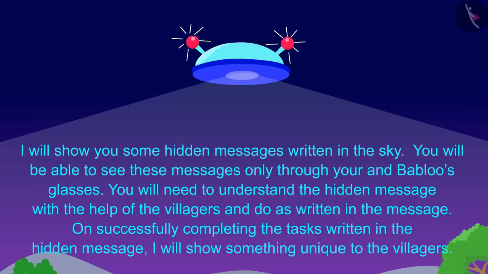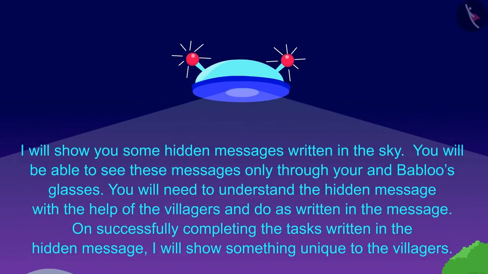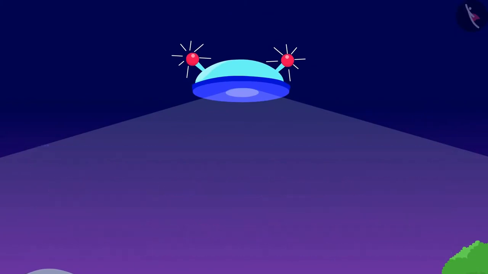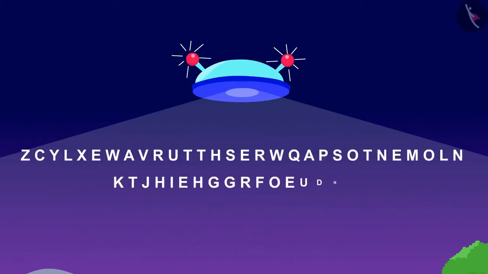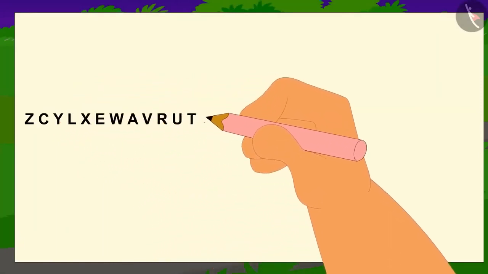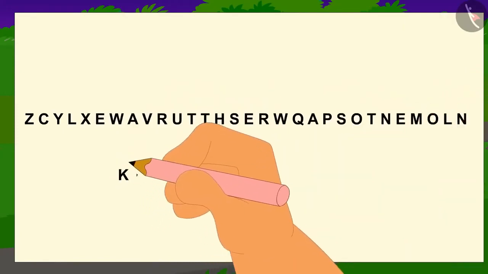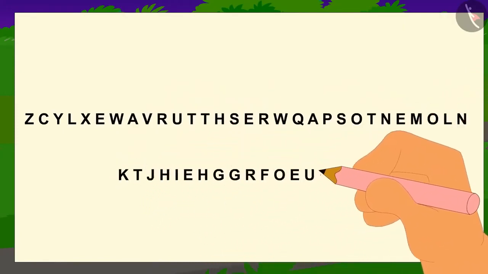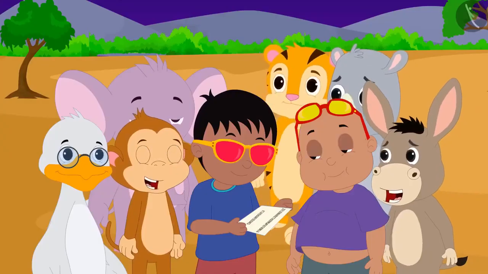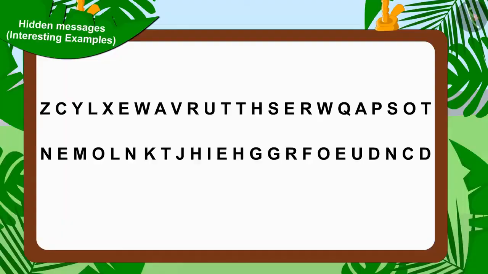Raju read out this message to all the villagers. After the message was completed, it disappeared, and such a hidden message appeared in its place. Raju wrote the first hidden message on a piece of paper and showed it to the villagers. All the villagers got together to solve that hidden message.